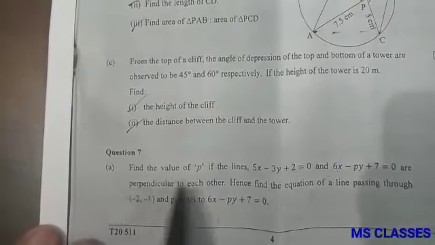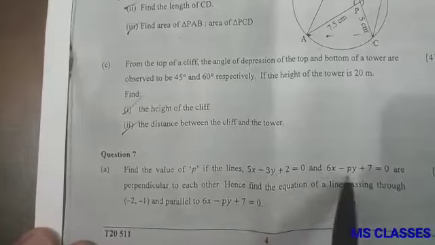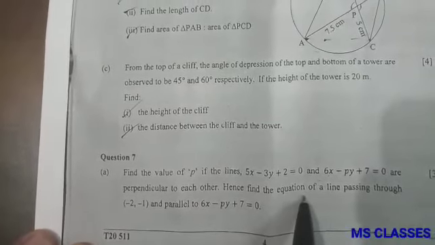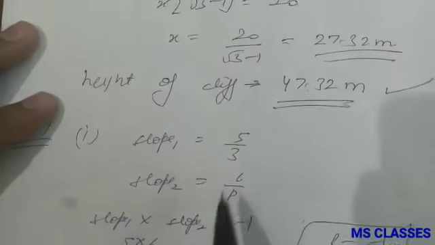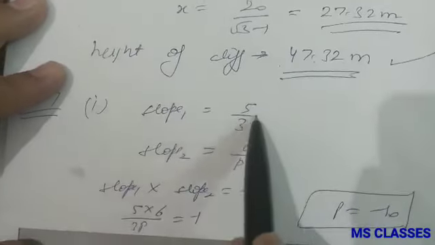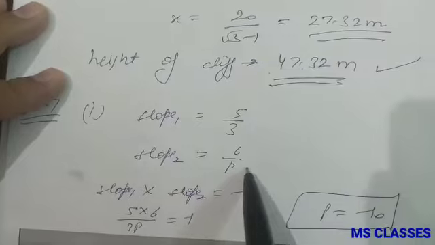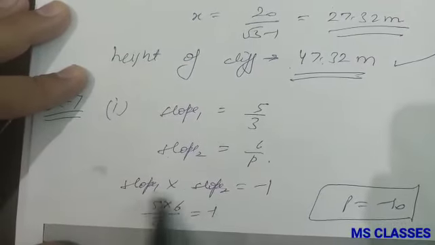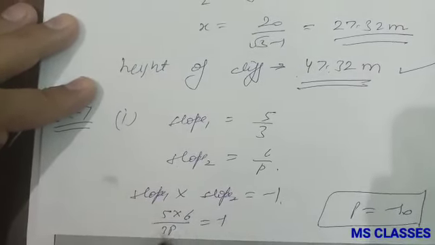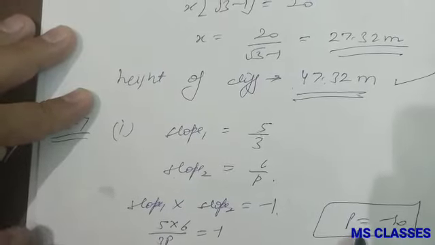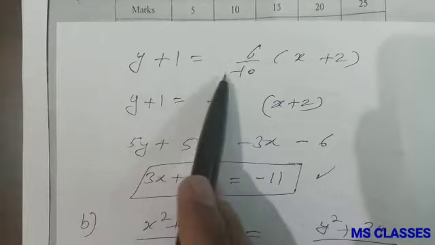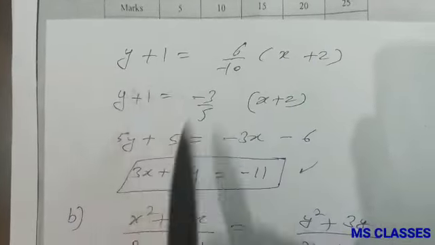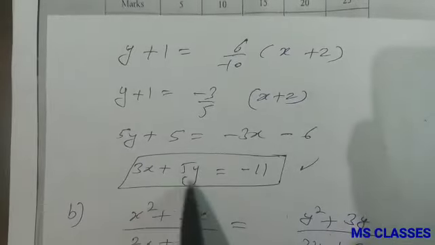Question 7 first part, find the value of P if the lines this and this are perpendicular, and find the equation of the line passing through this point and parallel to this line. So from the two lines we can find the slope, which is 5 by 3 and 6 by P, and since the two lines are perpendicular, their product will be minus 1. So from here we get P as minus 10. And if you use the formula, y minus y1 is m into x minus x1, we can get the equation which is 3x plus 5y is equal to minus 11.